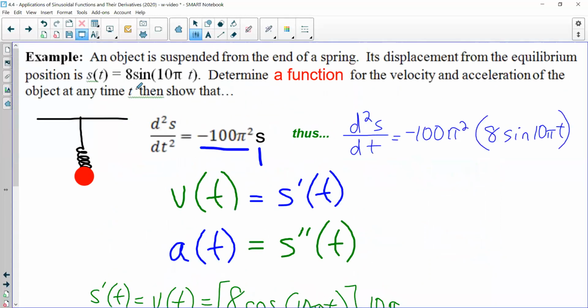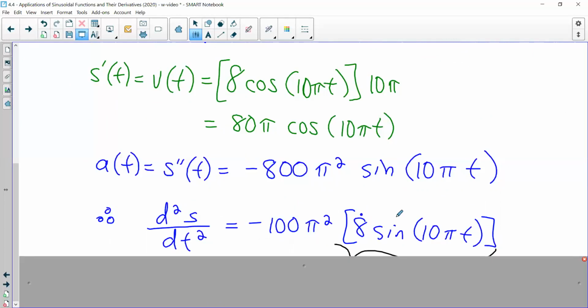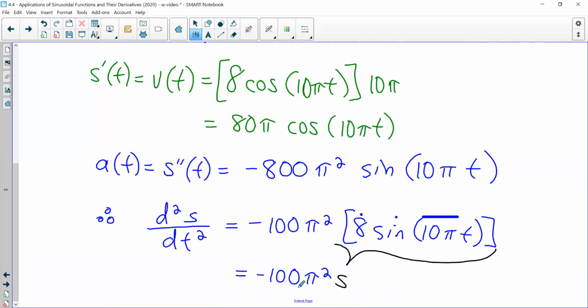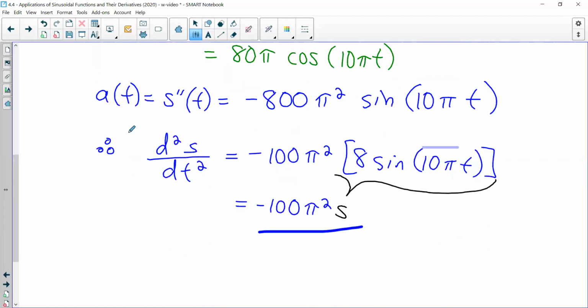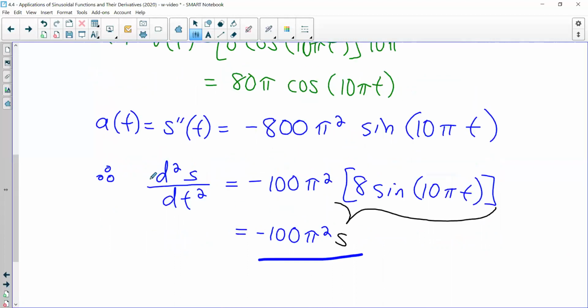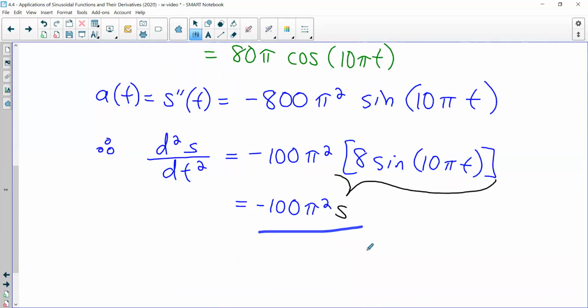S must be equivalent to 8 sine 10 pi t. And we have met the requirements of this question. So we've done the acceleration, the velocity, and proven that the second derivative is in fact equal to negative 100 pi squared s.